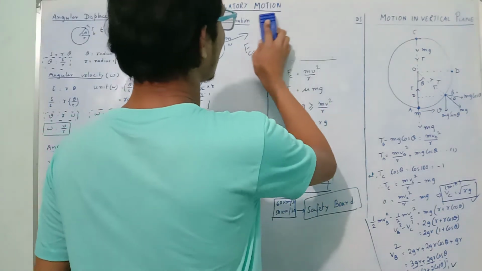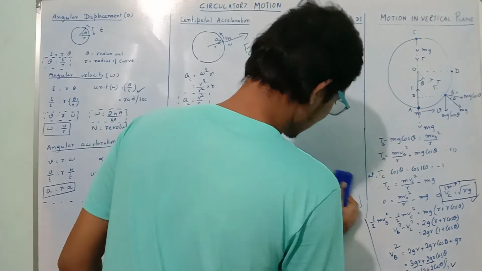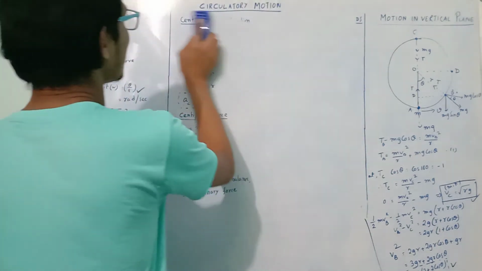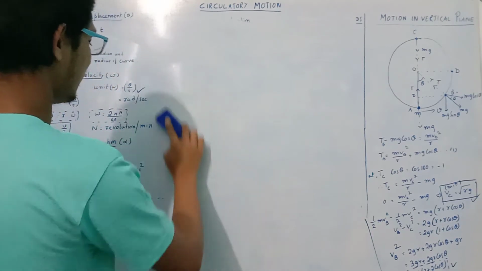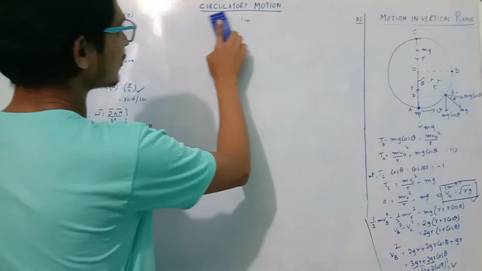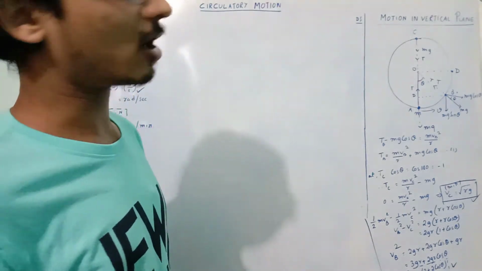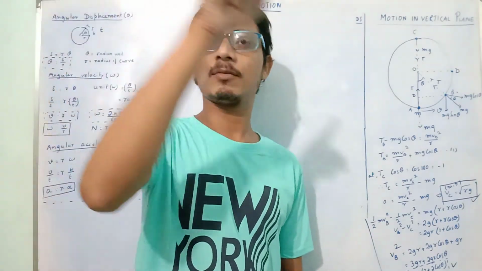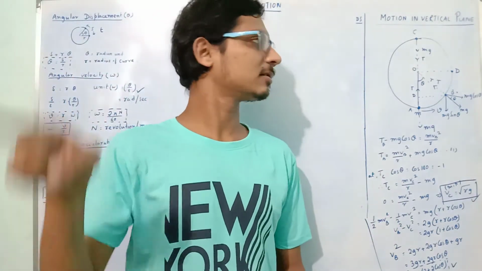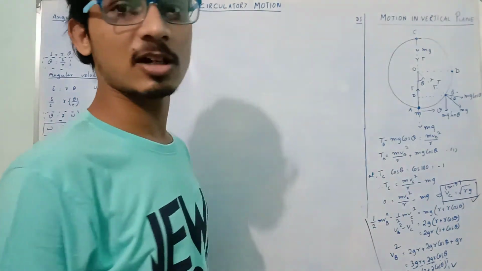Next, our topic of discussion will be motion in a vertical plane. Imagine a situation where an object or a stone rotates in a vertical manner. We have taken three positions of that stone.